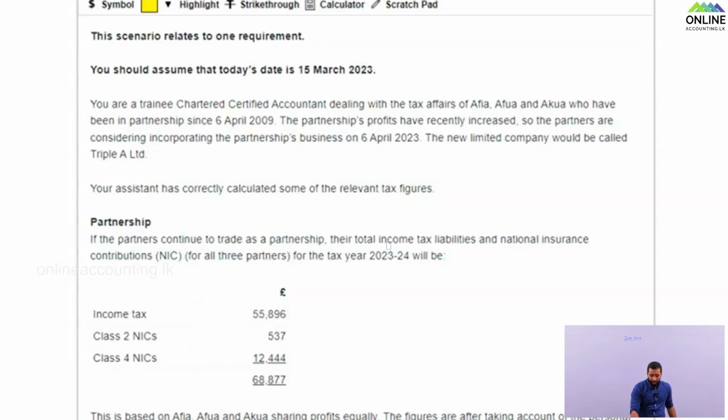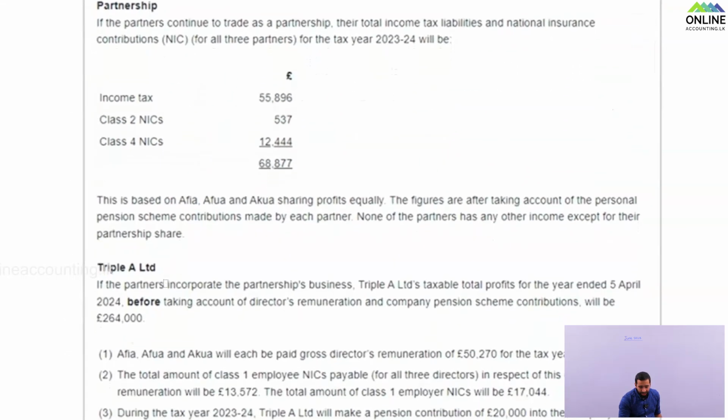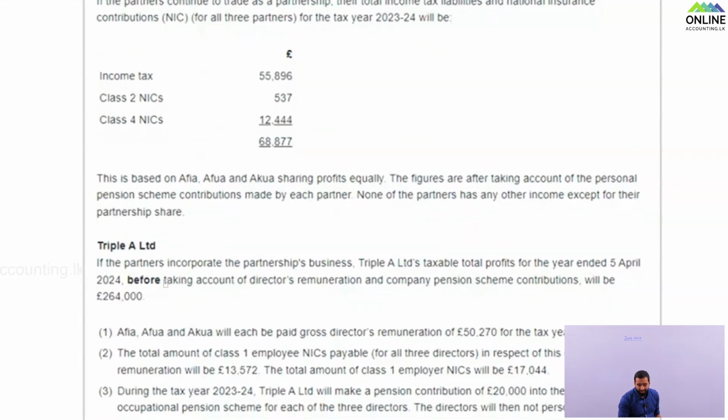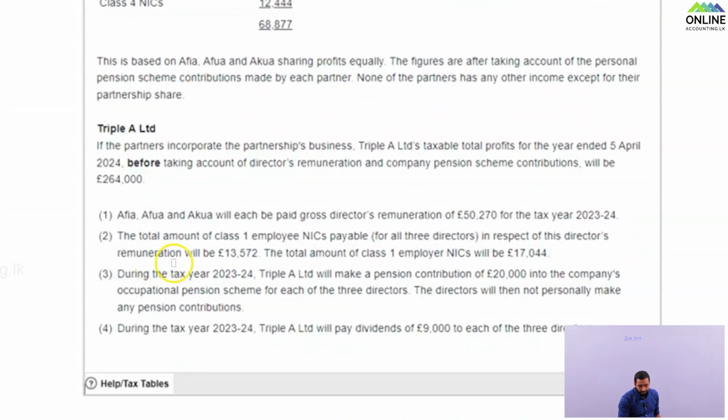In the first part, as you can see, if the partners continue to trade as a partnership, we need their total income tax liability and national insurance contributions. Everything is given, so where do you need to start? Yes, first the partners' income tax liability. That is very important, and this is what you have to identify.